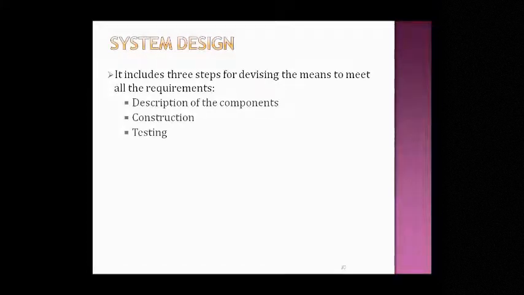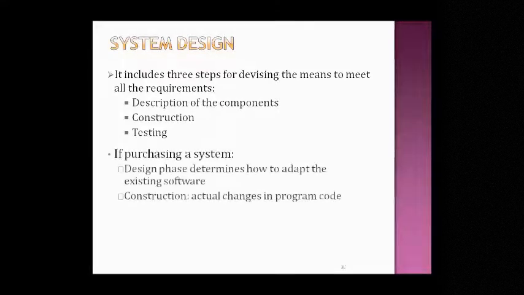So the first one is description of the components. What is the description? Second is the construction. And then the third is the testing. If purchasing a system, the design phase determines how to adopt the existing system or the old one. Construction is the actual changes in the program code. So what will be now the changes in your coding?